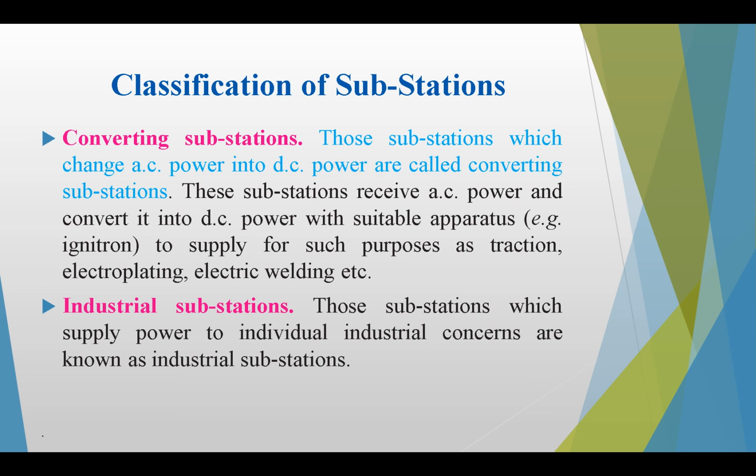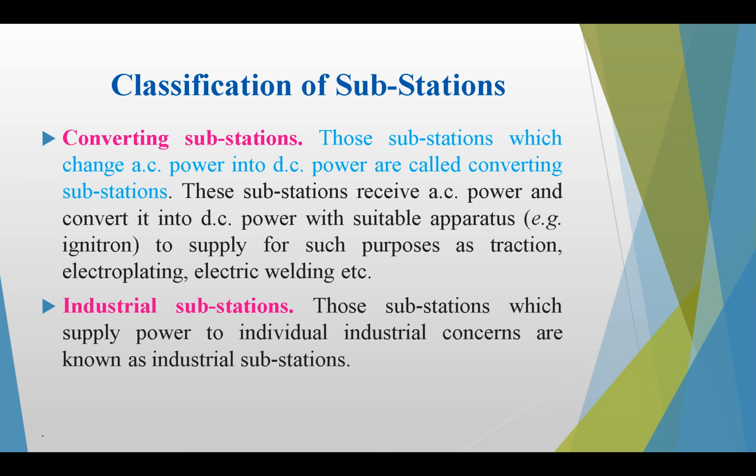Converting substation. Now, what is a converting substation? Those substations which change the AC power into DC power are called converting substations. This type of substation receives AC power and converts it into DC power with suitable apparatus, to supply for such purposes where we need a DC supply, for example traction, electric welding, etc.